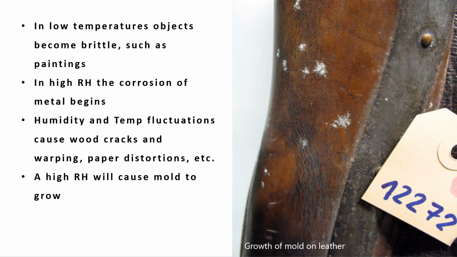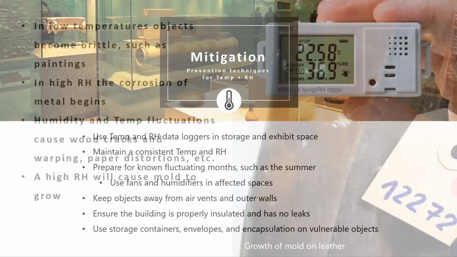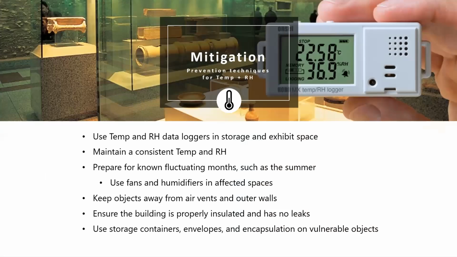And so some mitigation strategies for those include using a temperature and humidity data logger in your storage and exhibit space, or at least having a temperature and RH gauge. So you can even just take a look at it and see what's happening. But a data logger would be super helpful though. Another one is to maintain a consistent temperature and RH. And consistency is best because if your area naturally maybe has a high temperature and RH, that's okay so long as it doesn't fluctuate a lot.